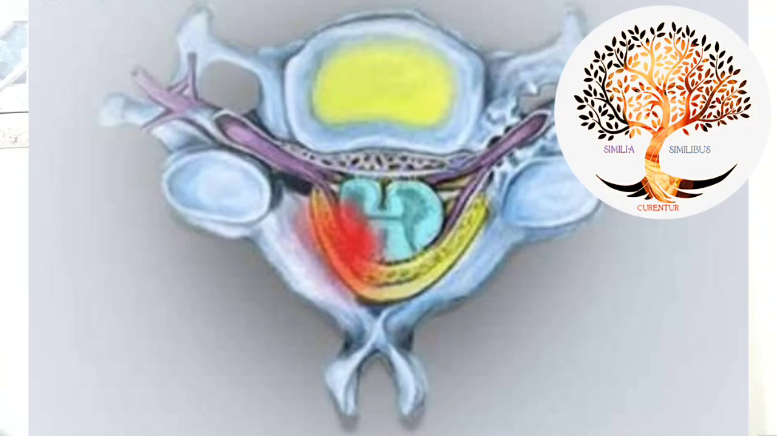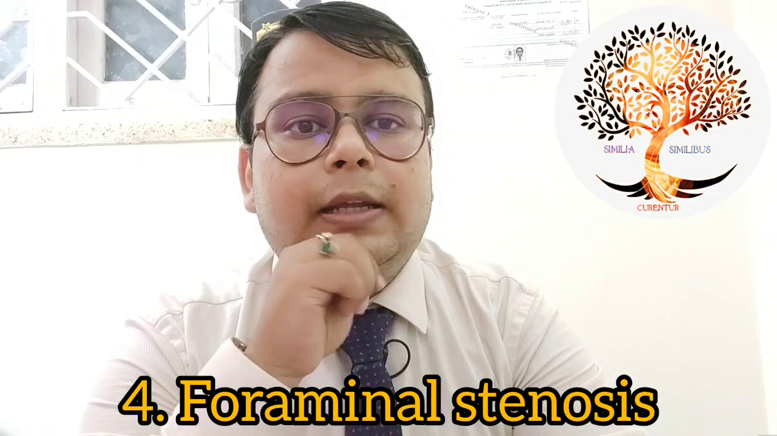The ligamentum flavum is a ligament that runs along the back of the vertebral canal, providing stability to the spine. In lumbar spondylosis, the ligamentum flavum can thicken and become hypertrophic, narrowing the spinal canal and compressing the spinal nerves. Number 4, and a very important one, is foraminal stenosis.